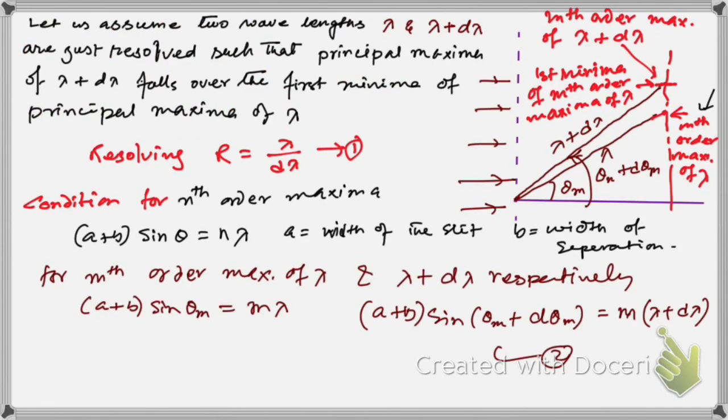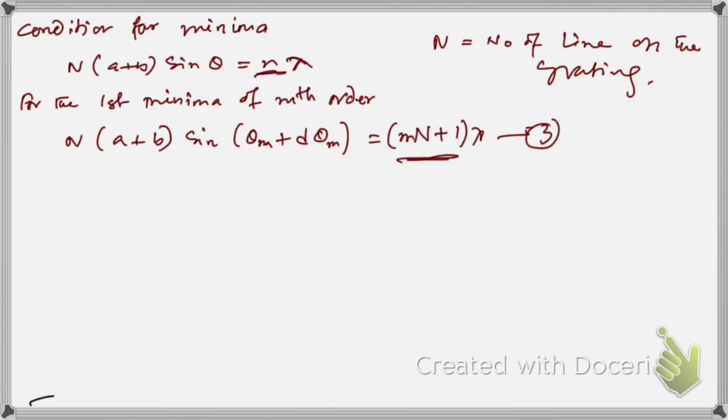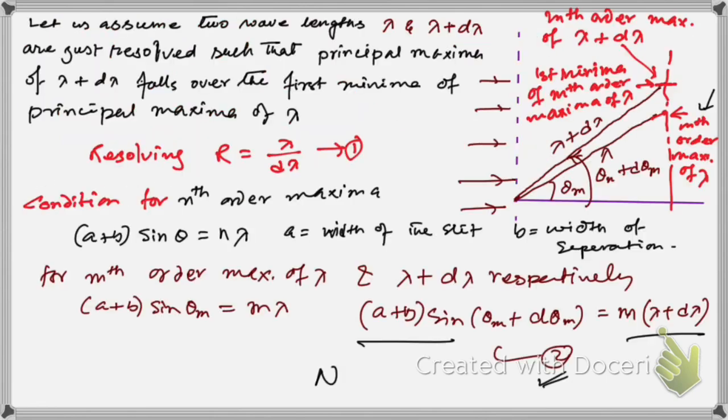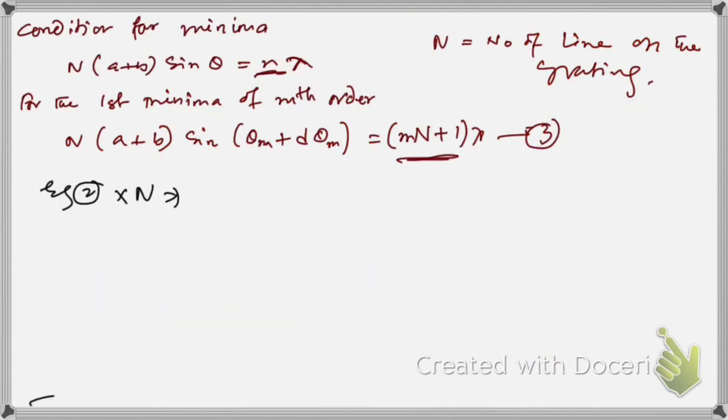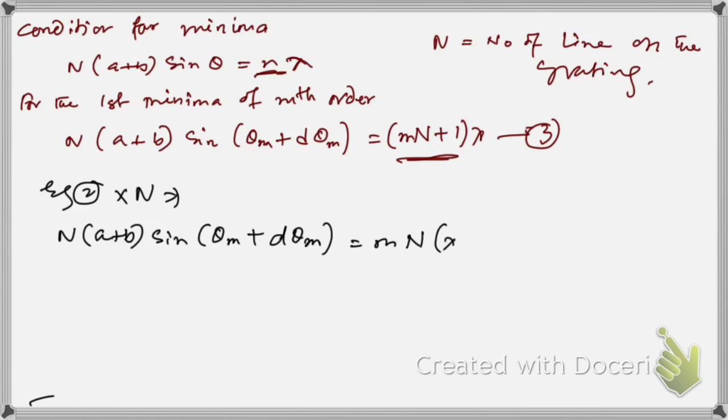Now this equation number 2, let us multiply both sides of this equation number 2 by capital N. Equation number 2 into capital N, and what you will get if you multiply here n, here also n, then this expression will be something like this: n a plus b sine theta m plus d theta m. On the other side, m capital N lambda plus d lambda. This is suppose equation number 4.